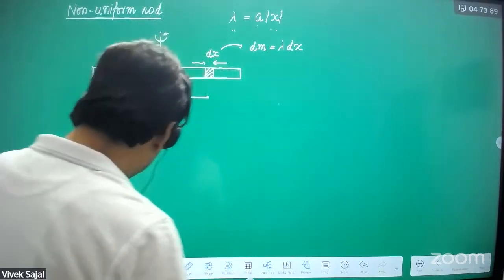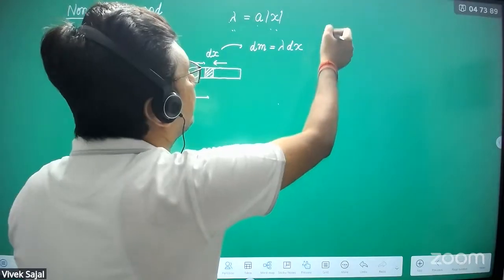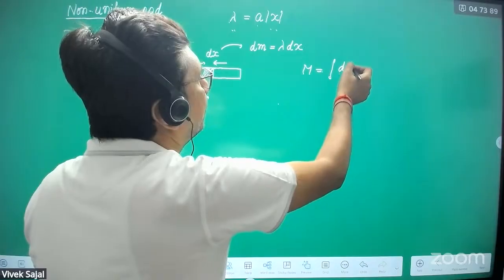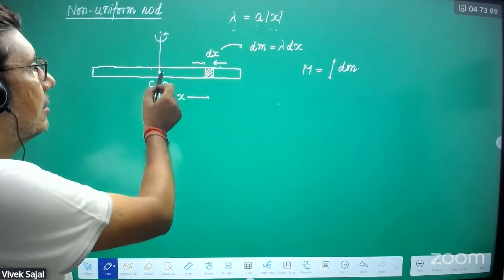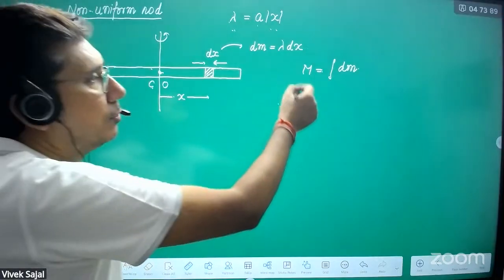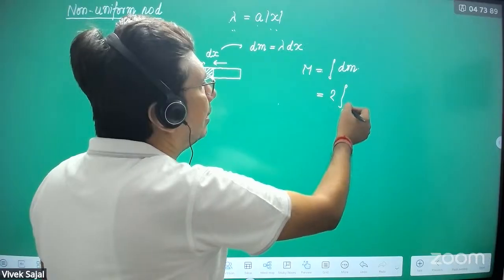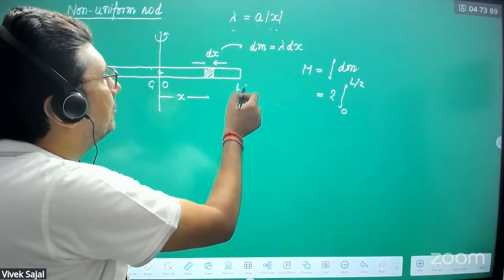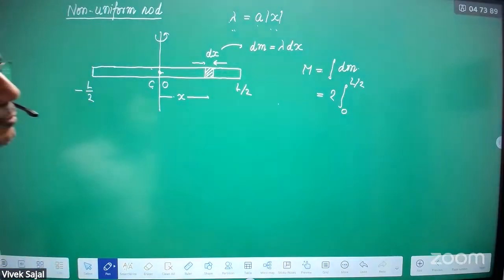Now, what will be the mass here first? The mass of the rod will be the integration of dm. Whatever mass this half rod has, the same mass the other half has. So I'm making it 2 times the integration from 0 to L by 2. I'm choosing this as 0, this will be L by 2 here, and this is minus L by 2. So 0 to L by 2, and make it double.